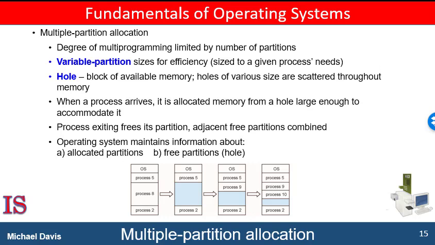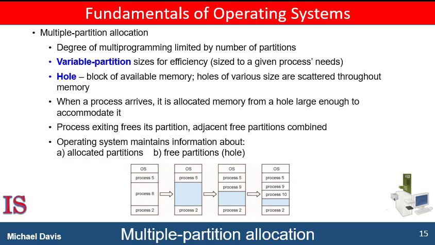Now let's talk about memory allocation. One of the simplest methods of allocating memory is to assign processes to variably sized partitions in memory, where each partition may contain exactly one process. In this variable partition scheme, the operating system keeps a table indicating which parts of memory are available and which are occupied, as you can see here.